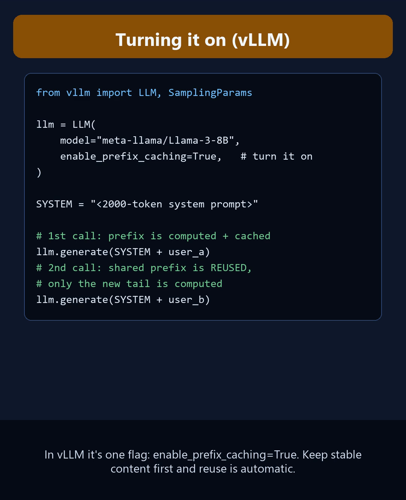In practice, it is often a single flag. In vLLM, you launch the engine with enable prefix caching set to true, and reuse is automatic from then on. With hosted APIs like OpenAI or DeepSeek, it is on by default, while Anthropic lets you mark exactly which blocks to cache with a cache control field. The rule that unlocks it is simple: keep the shared, stable content at the very front of your prompt.